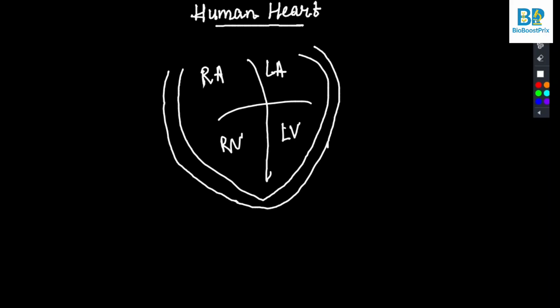Now the pericardium, the outer layer that you are seeing, is already divided into two categories. The outer layer is called the fibrous pericardium. So this blue one is the fibrous pericardium. And the inner one is called the serous pericardium. This inner one has two layers, one on the outer side and another on the inner side. Both these layers are called the serous pericardium.